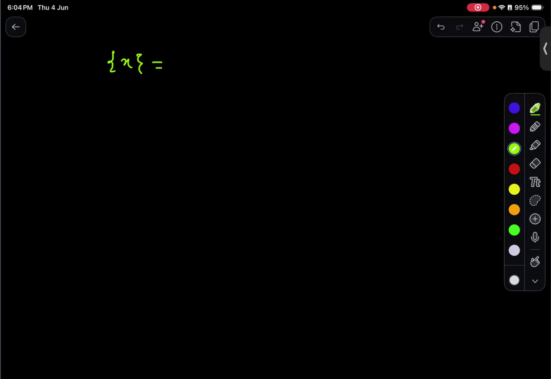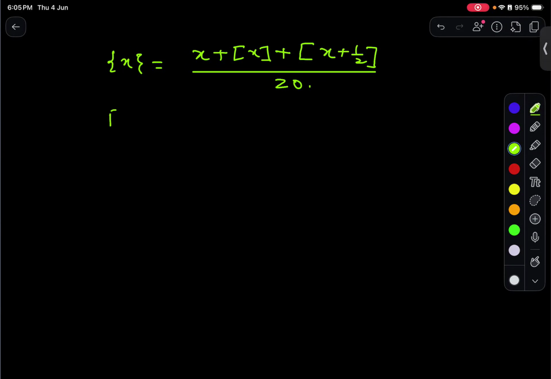Fraction part x is equal to, directly coming to the question, greatest integer x plus greatest integer of x plus half, upon 20. Find how many values of x will be there. Find x. Good question. So be careful.